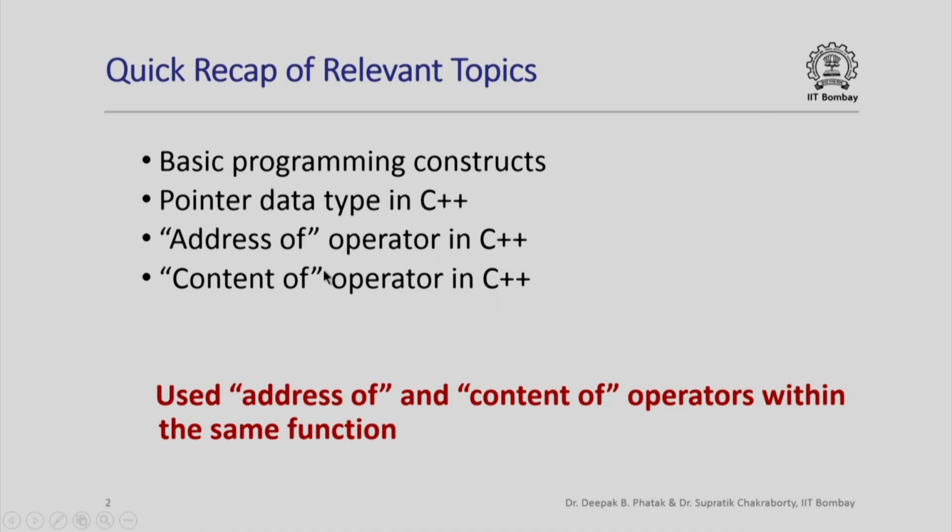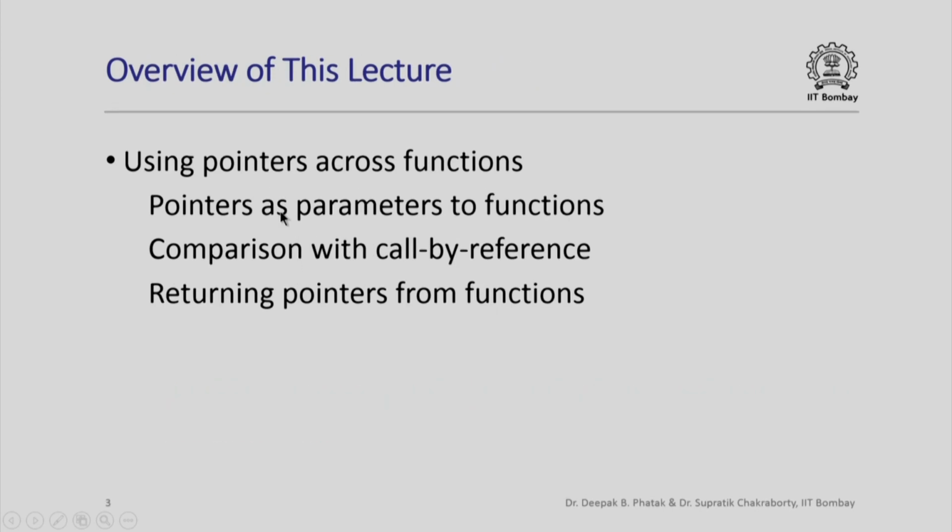However, we have basically used the address of and content of operators within the same function in all the examples we have seen so far. In this lecture, we are going to actually use these address of and content of operators across functions. So we are going to see the usage of pointers across functions. We will see how pointers can be passed as parameters to functions, how this compares with call by reference, and we will also see what happens when functions return pointers.